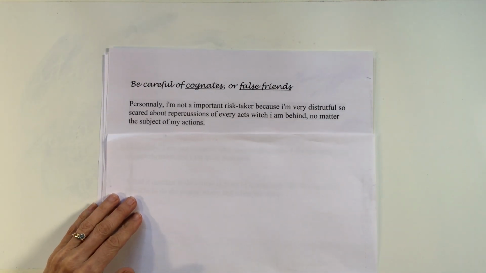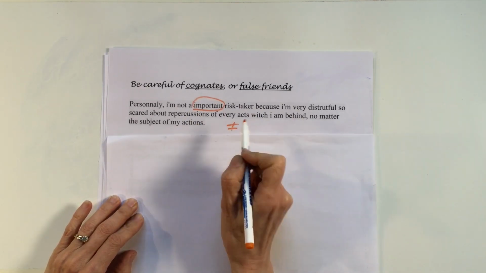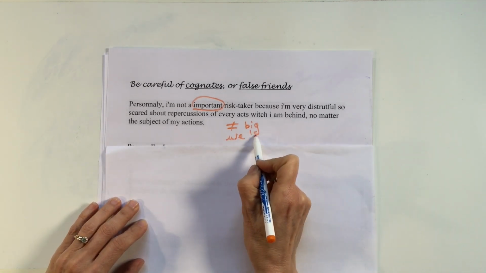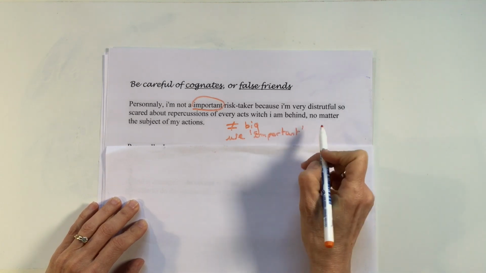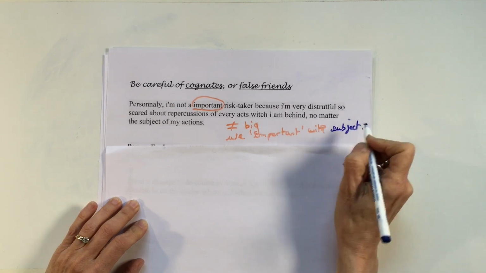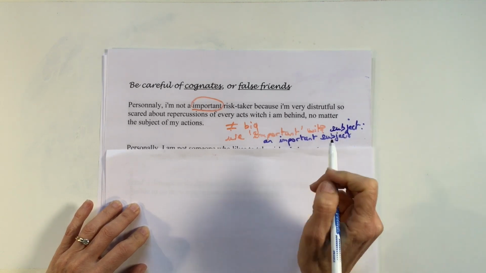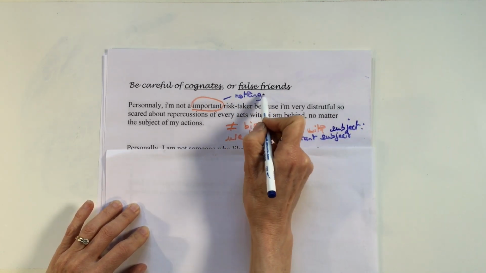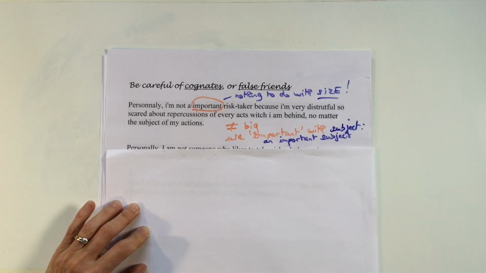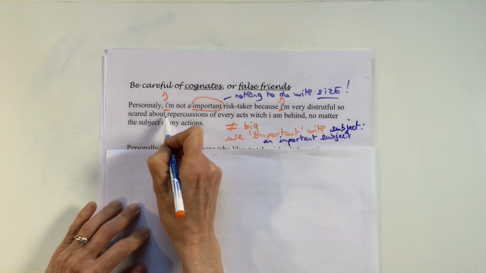Be careful of false friends. Important. That has nothing to do with size. So here you need to say a big risk taker. Use important when talking about a subject, an important subject. Make sure you use a capital I.